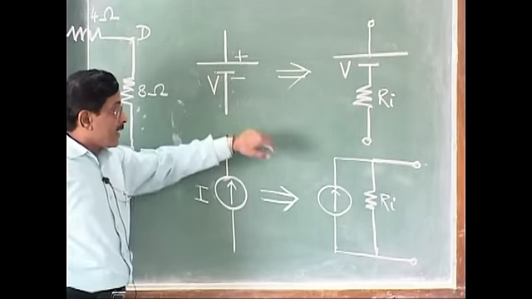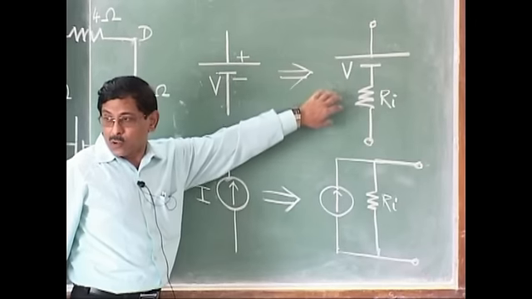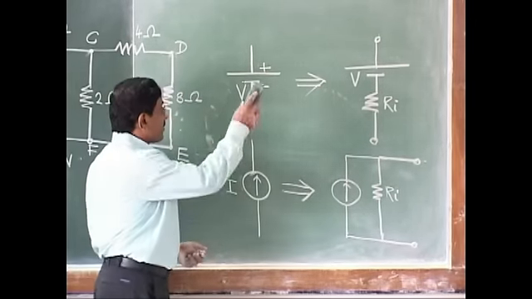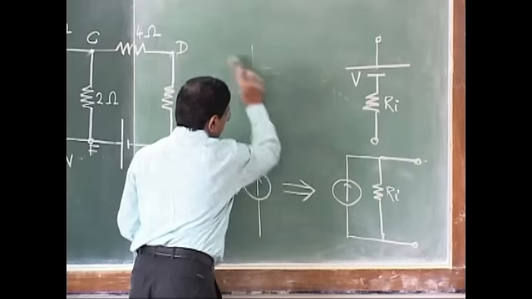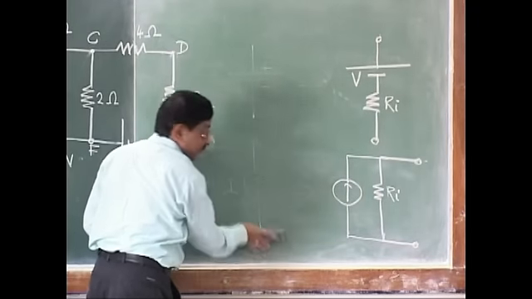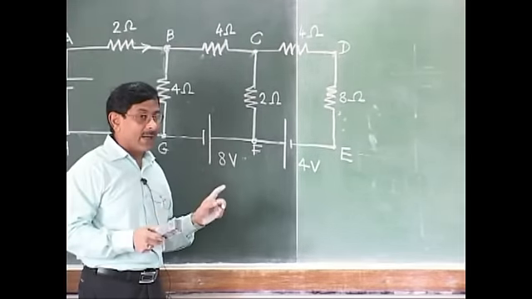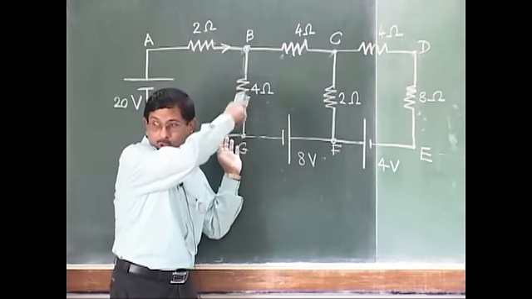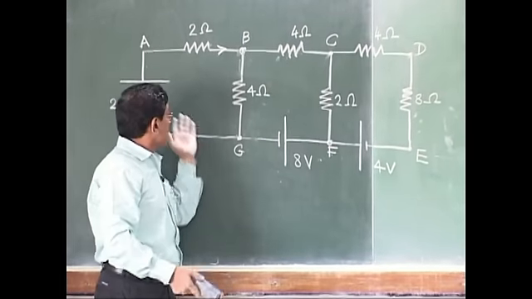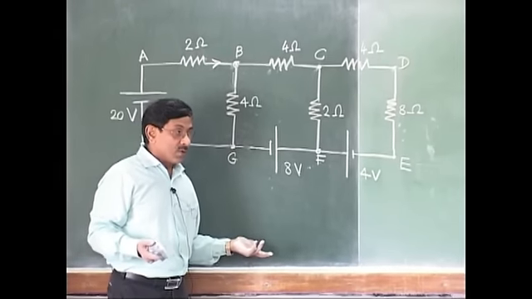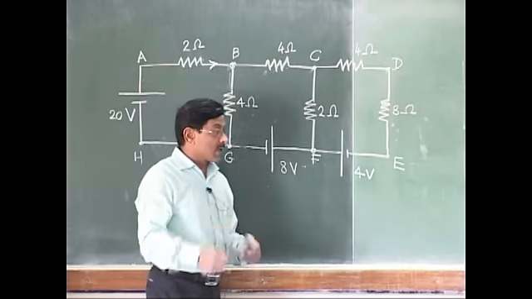Now remember, you can convert such a practical voltage source into a practical current source. A simple example we will take. We are just shifting from the Kirchhoff's laws, but this must be known before we apply. Every time your circuit will not be so similar. They may use one voltage source here, one current source here, some combination. So you must be able to convert the sources.